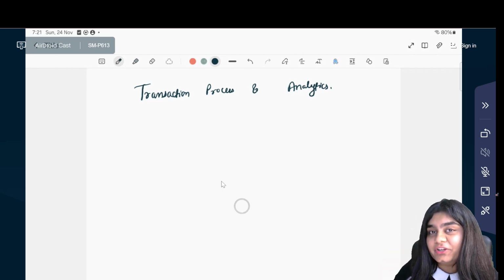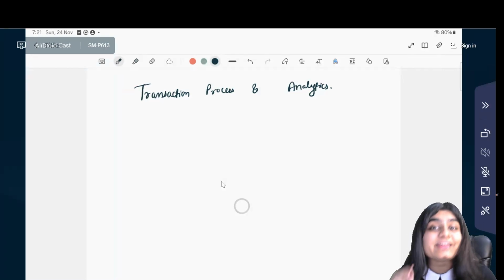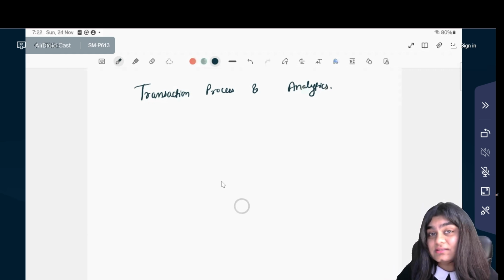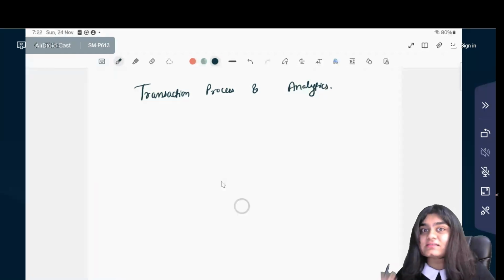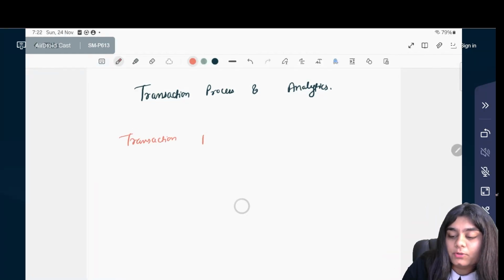By the end of this video, you will have a clear understanding of the difference between OLTP and OLAP and how these systems impact everything from real-time transactions to long-term business insights. So let's start from the basics. What do you mean by transaction processing?